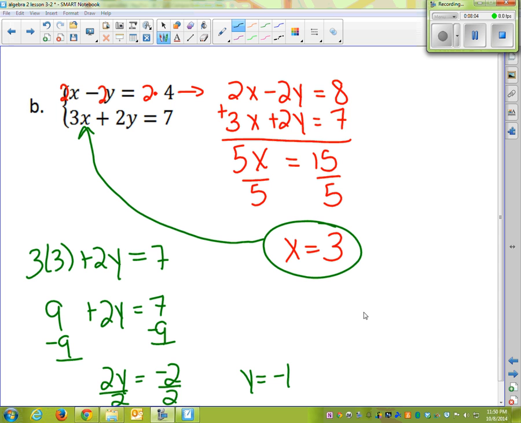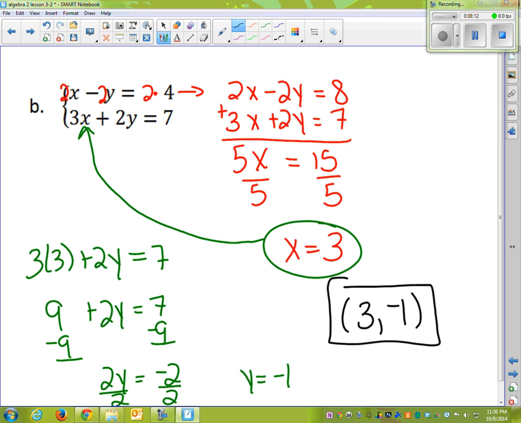Bring the two of them together. My solution set is 3, negative 1. And again, I could put each of those equations in slope-intercept form, graph them, and this is the point that the two equations would cross.